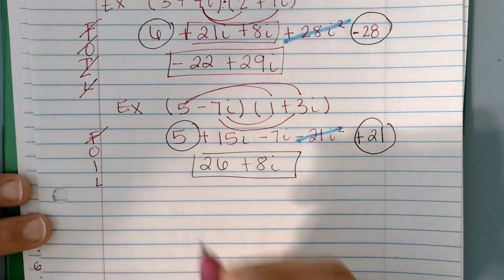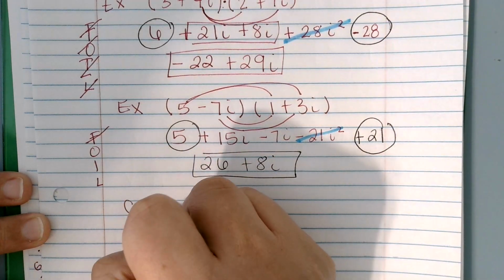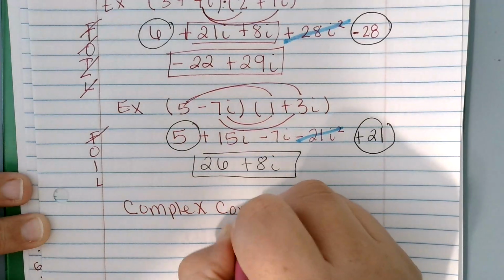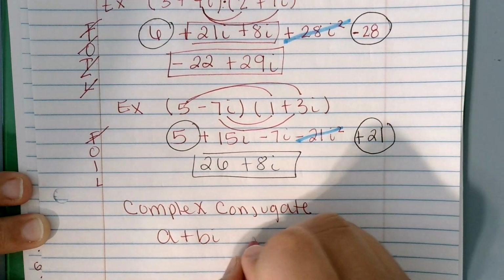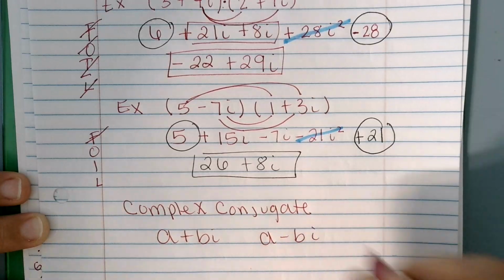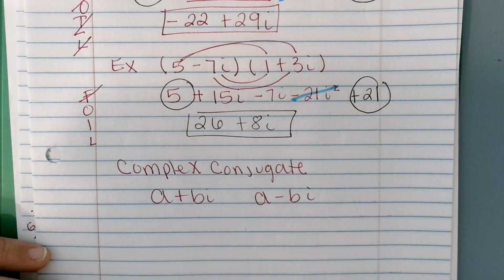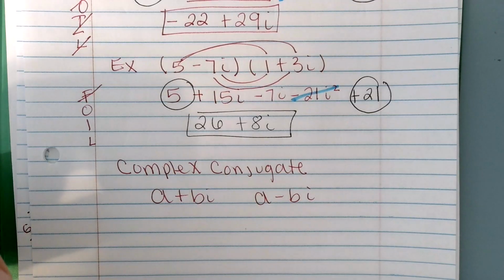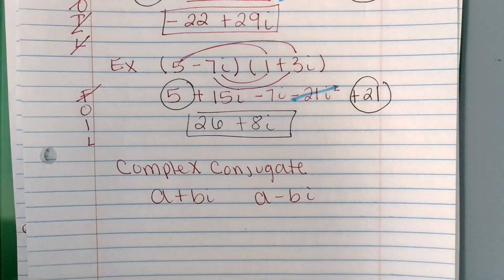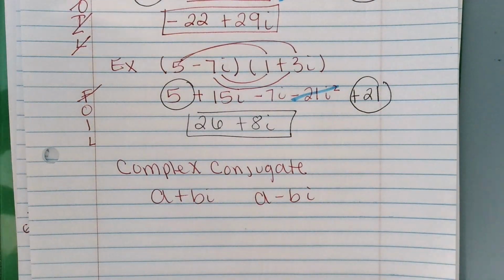And there's something we need to talk about. It's called a complex conjugate. So a plus bi has a conjugate of a minus bi. When I multiply them together, the middle terms cancel out, leaving me with perfect squares that can be in the denominator of a fraction. But right now, an i can't be in the denominator because it's the square root of negative 1.